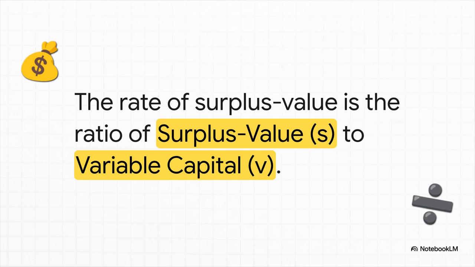So putting those 2 together gives us Marx's first formula. The rate of surplus value is S divided by V. It's a ratio of 2 amounts of value. What it's really measuring is the self-expansion of capital. For the capitalist, it answers a very straightforward question: for every dollar I put into wages, how much surplus value am I getting back?